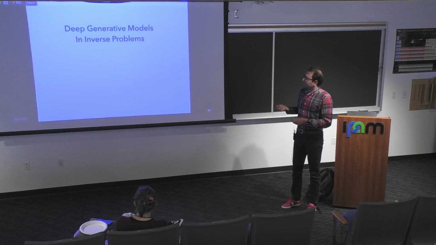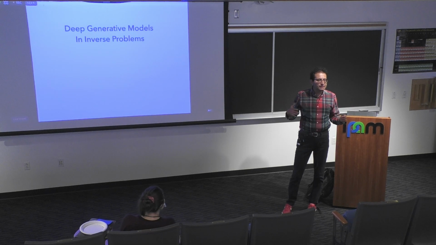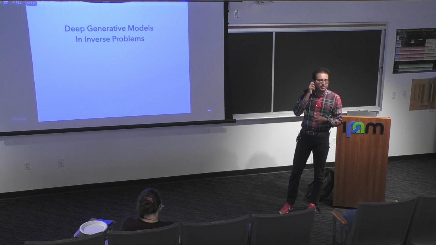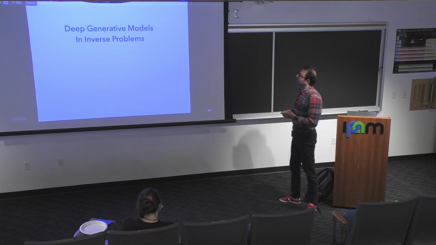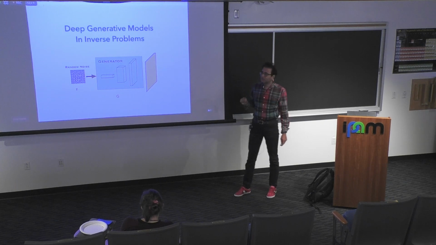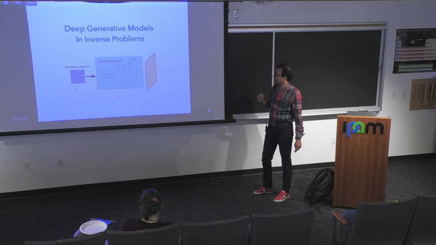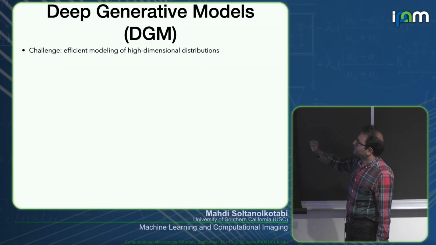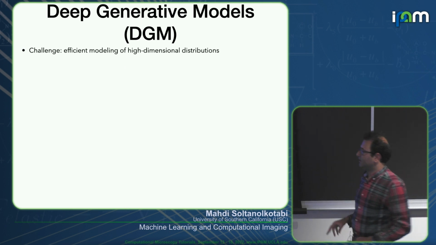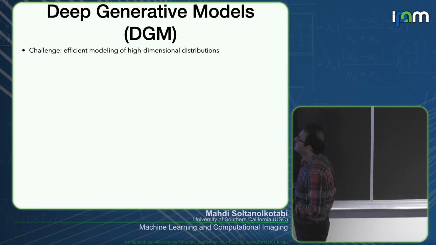So let me talk about these two different classes, a little bit of the history, what is out there, and maybe some of the drawbacks and so on. So the first class is these deep generative models for solving inverse problems, which is very exciting. So let me begin by forgetting about using them in the context of inverse problems.